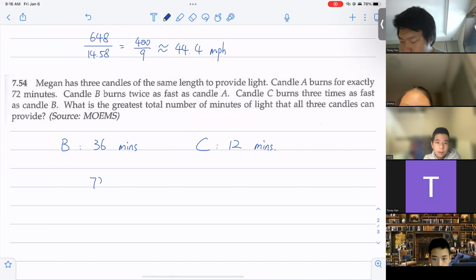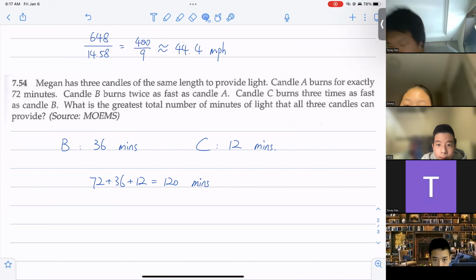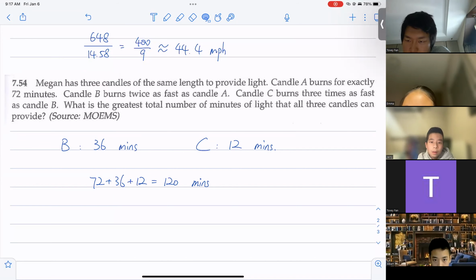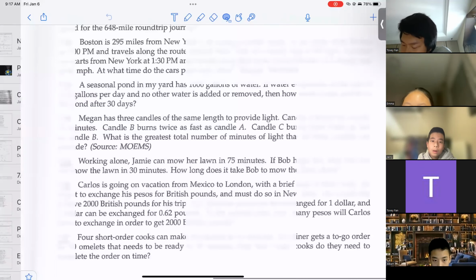Oh, then I read the question wrong again, because when it says burn twice as fast, I used the wrong logic and made it burn slower. Okay, I got it. Burning faster means it ends faster. Yeah. Okay, very nice. Not a hard question at all.